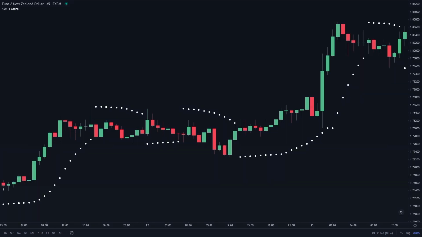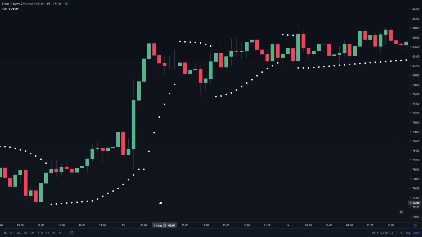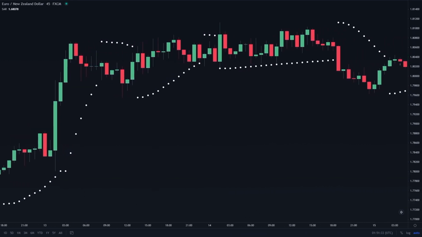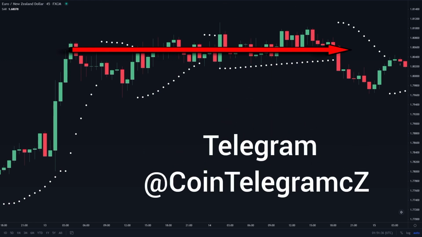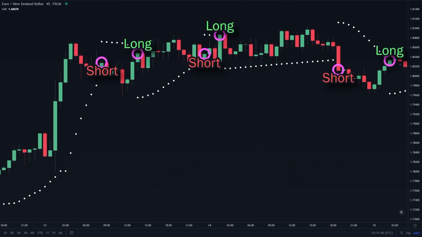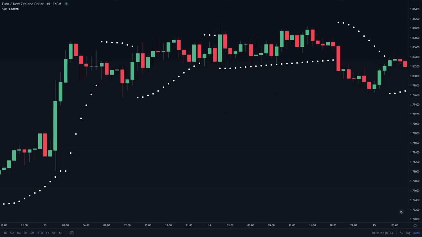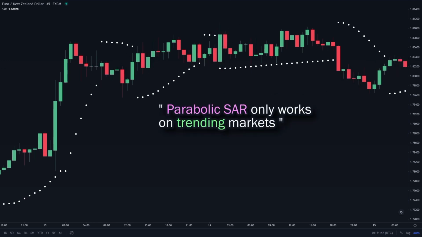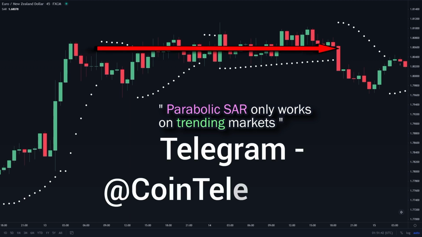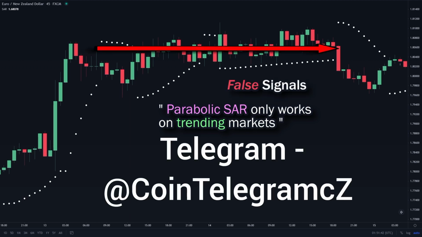Here, we can see that the Parabolic SAR switches to below the candle, indicating that the market is on an uptrend. And according to the strategy, we take a long position here. Next, we can see that the trend has ended and the market started moving sideways. However, notice that the Parabolic SAR is still displaying entry signals even when the trend has already ended. And as a result, all the signals that the indicator displays on this ranging market end up being a loss. So in short, the Parabolic SAR only works on trending markets. If the market is on a range like this, it will display many false signals.